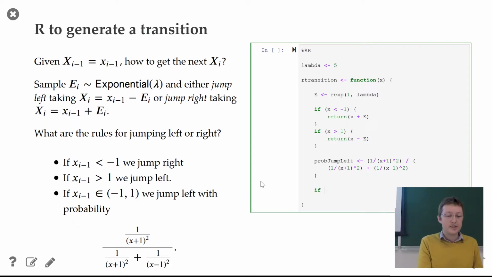To say that something happens with a specific probability, you just sample a uniform random variable and check whether it's less than or equal to your threshold. So runif one, if that uniform is less than my jump left probability, then I go x minus the jump e. Otherwise, we're jumping right.